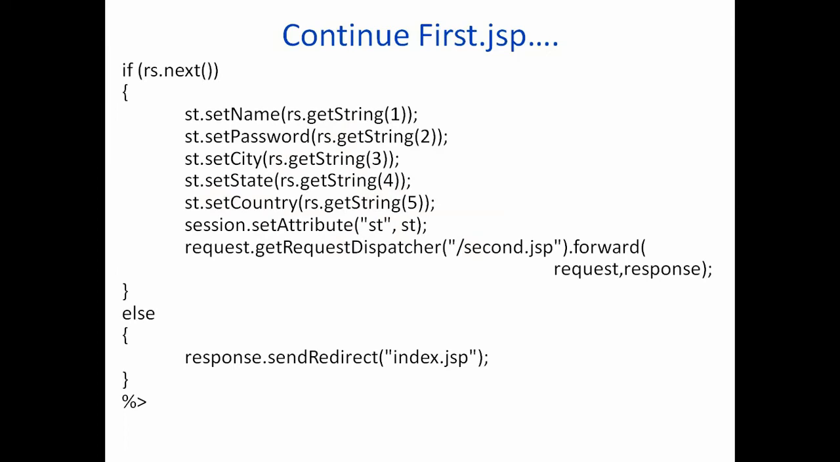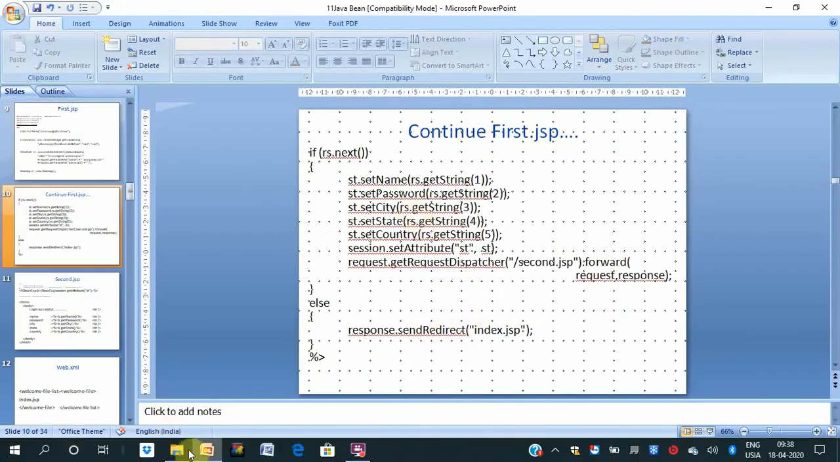So the benefit of this Java bean is to collect data from database, and the data is transferred to the bean example, and then bean example will accordingly, as per the requirement, transfer it to web server, and then web server transfers it to client. So this is a very important concept of this Java bean, as well as in database connectivity.